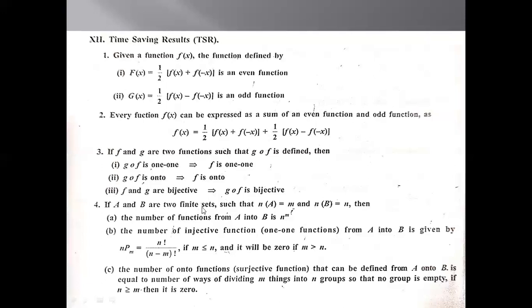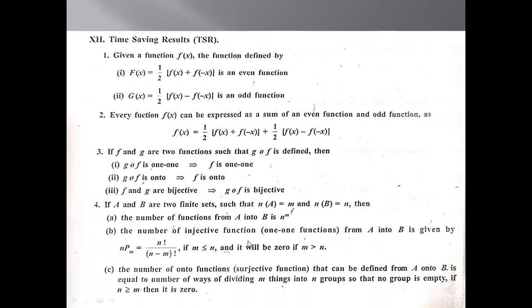If A and B are two finite sets such that n(A) is equal to small m and n(B) is equal to small n, then first point, the number of functions from A to B is n to the power m. Very important one, note this. The number of functions from A to B is small n to the power m.